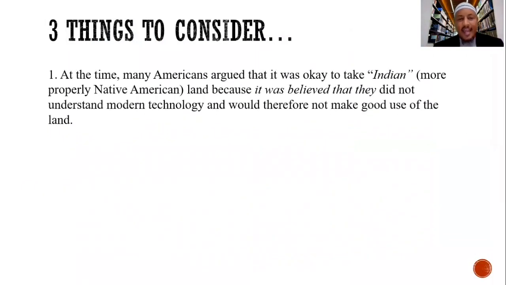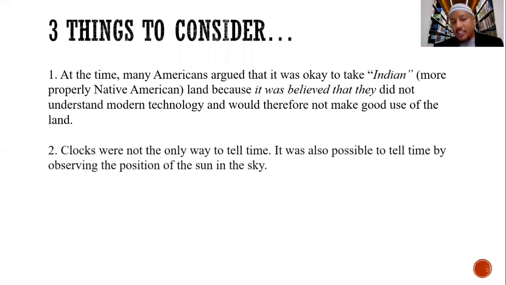Number one, at the time, many Americans argued that it was okay to take Indian, or more properly Native American, land, because it was believed that they did not understand modern technology and would therefore not make good use of the land. You got to understand that, okay? Another thing is that clocks were not the only way to tell time. It was also possible to tell time by observing the position of the sun in the sky. You ever seen one of these, like a sun disk? So that's another fact that we want to consider.